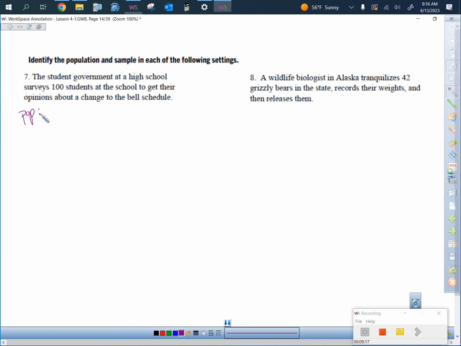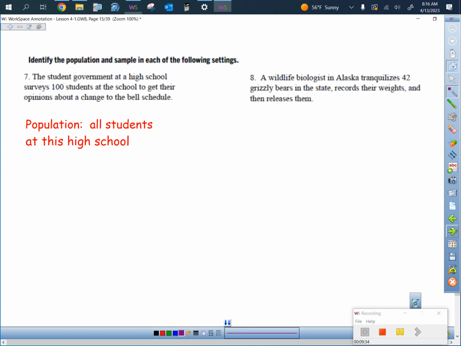Thoughts? Got one thought for it. The population is everybody. Everybody, right? So it's not everybody in the world, it's everybody at this high school. So please abbreviate it as POP for population. All students at that high school.